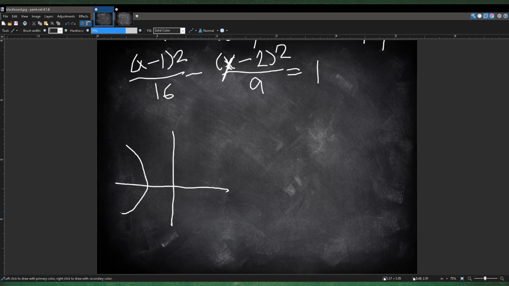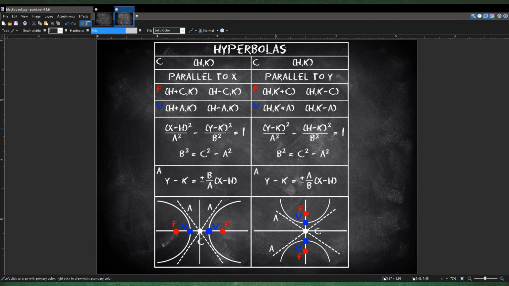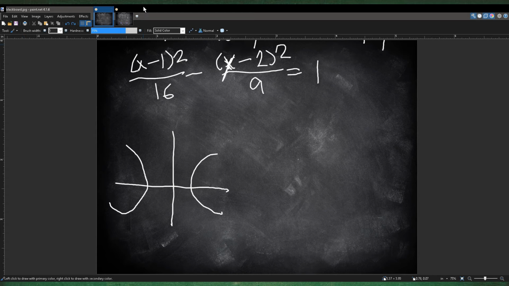So it's going to be concave to the left and concave to the right, because it's parallel to the x-axis. Basically, that's what it tells me. If this is y minus 1 squared and this is x minus 2 squared, so the y is the one that's positive, then it's going to be concave up and concave down because it's parallel to the y-axis. And that's how you tell. It's basically just that simple. If you just look at the graph, it tells you that too. So basically we have a graph like this.